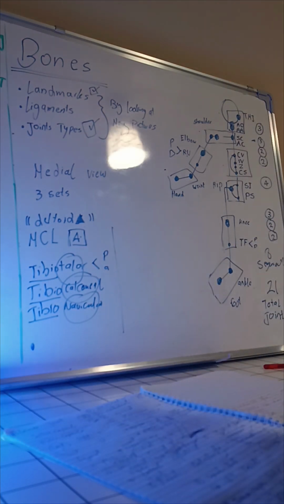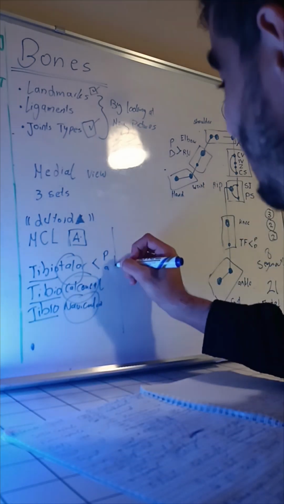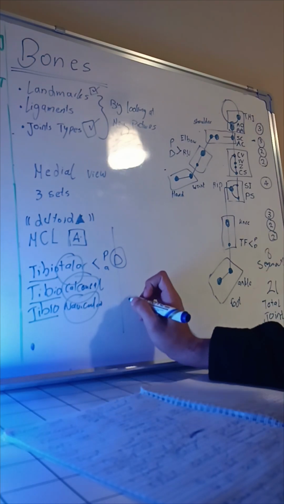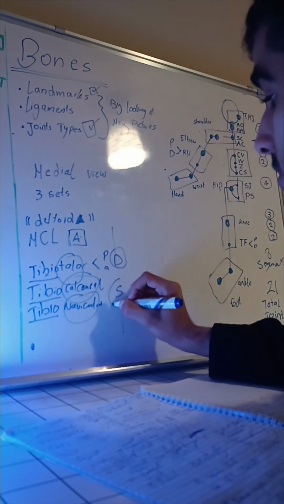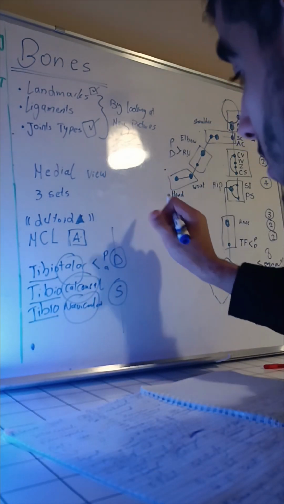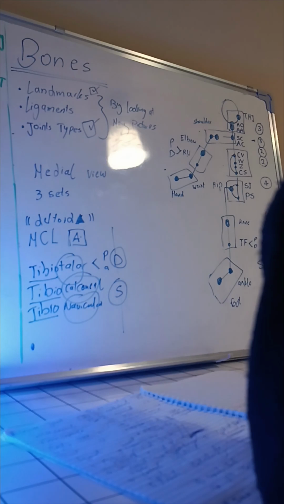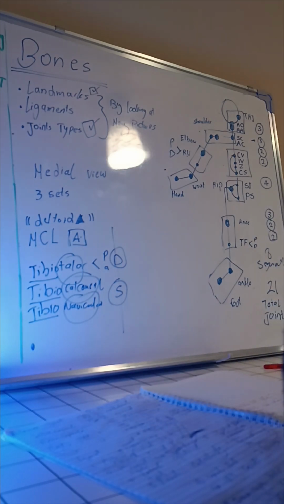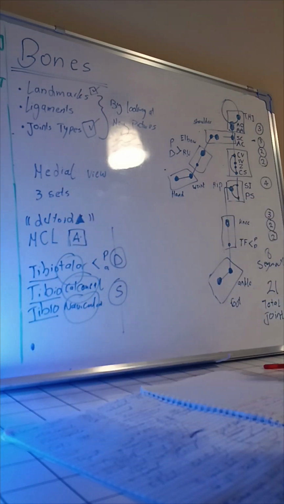So basically, the deep ones are the tibiotalar. These are deep, and the superficial ones are the tibiocalcaneal and the tibionavicular. This is the superficial. So deep first is the tibiotalar. So this is the first set, called the medial deltoid collateral ligaments.